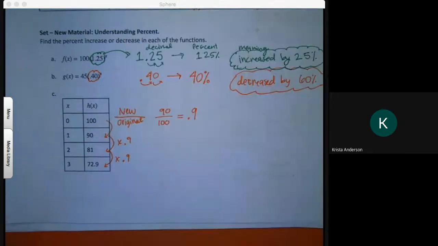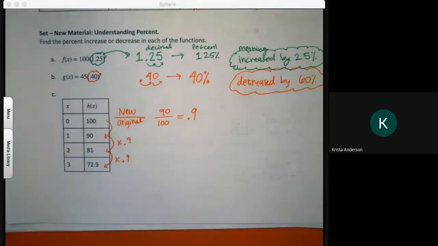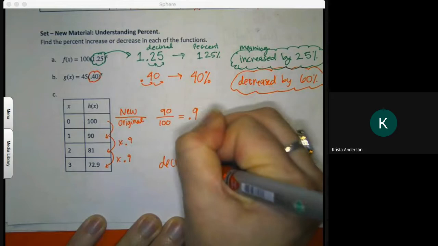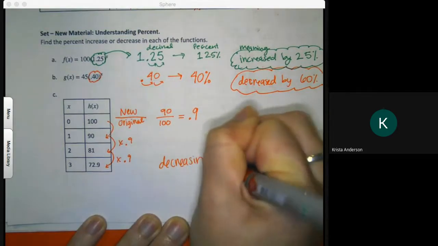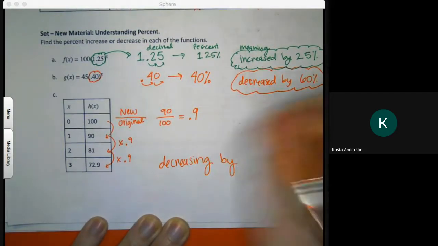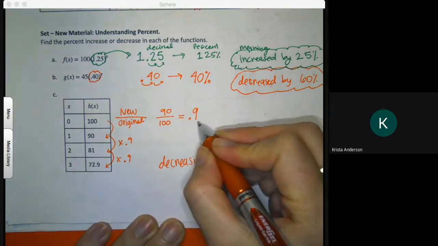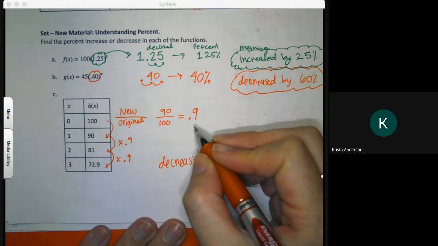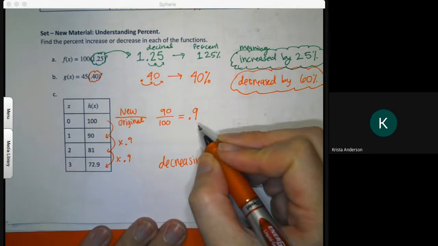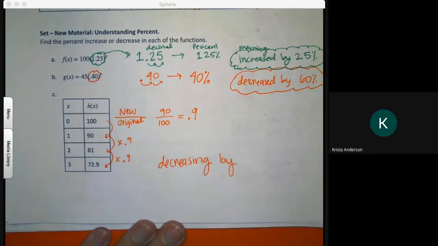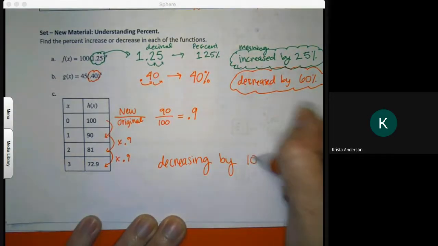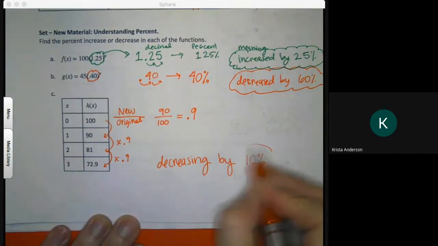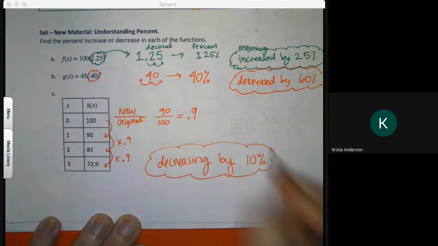Does anybody know if that is increasing or decreasing if it's 0.9, 0.9, 0.9? Decreasing. Good. This is the decimal. What would the percent be for 0.9? 90%, which means it decreases by how much percent? 10. It was decreasing by 10% each time on that table.